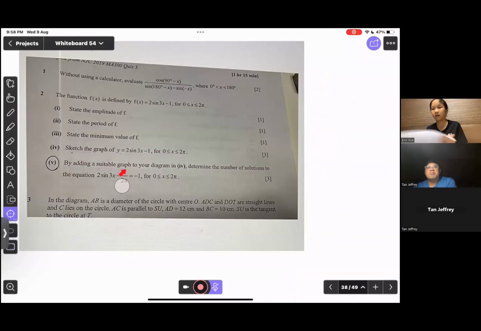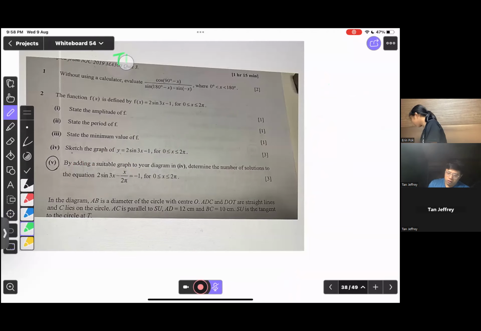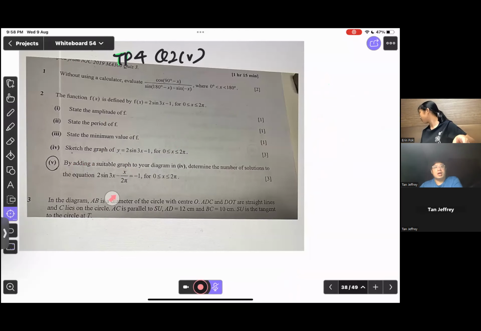This one. Time prep for question 2, part 5. Okay. This question you see before. Can you see it's very important? You add a suitable graph to your diagram. Okay, I'll let you get ready first. See how this and this are almost similar? This is the graph that you draw, right? Yeah.